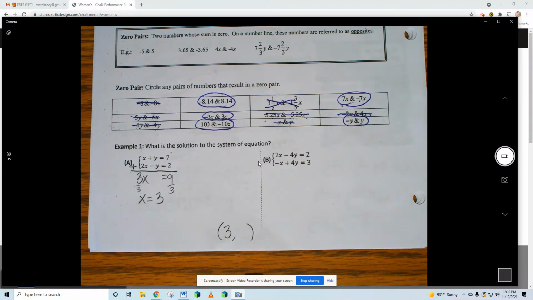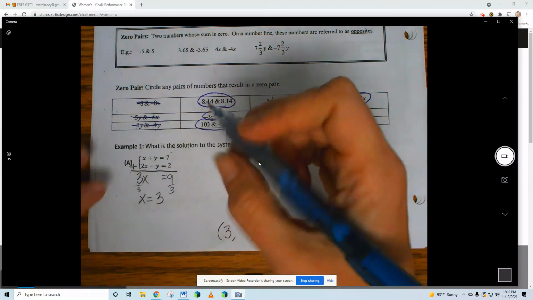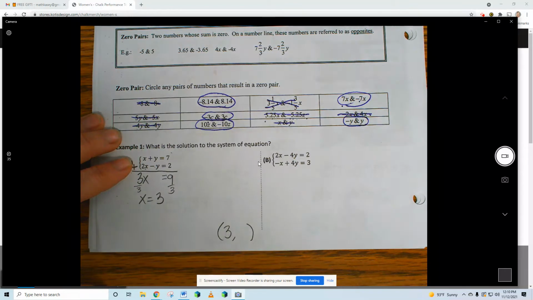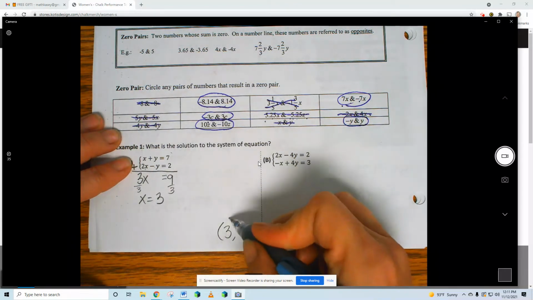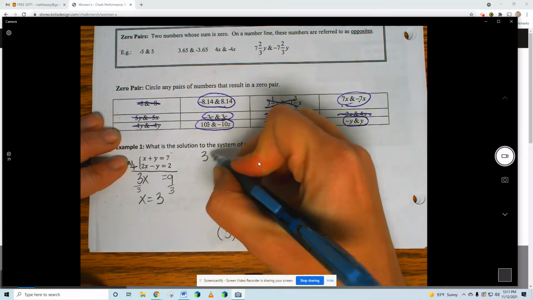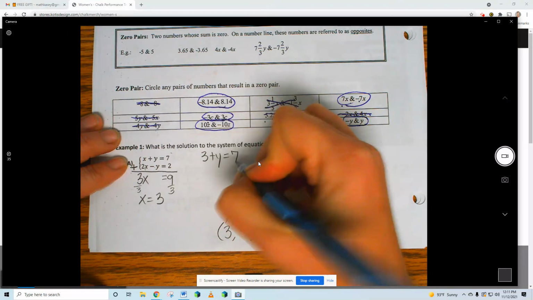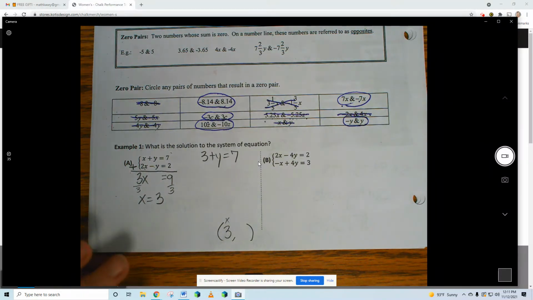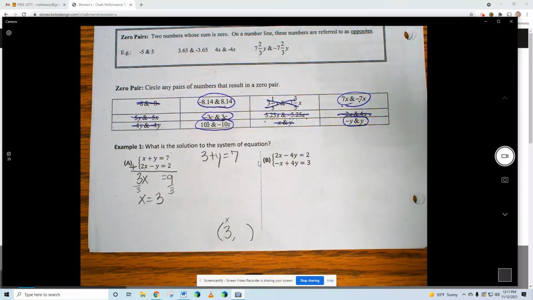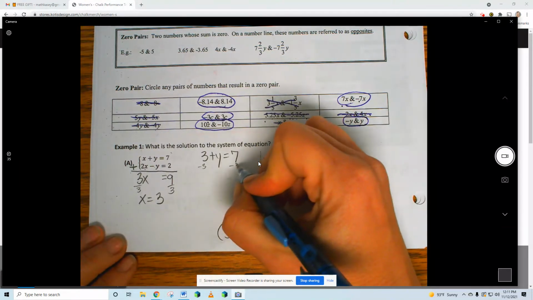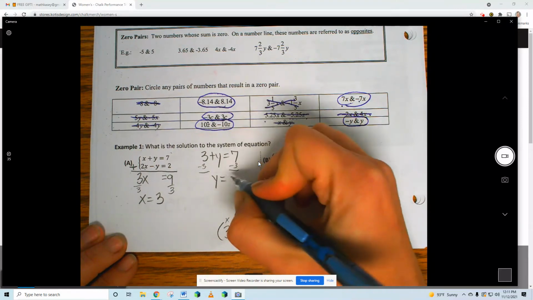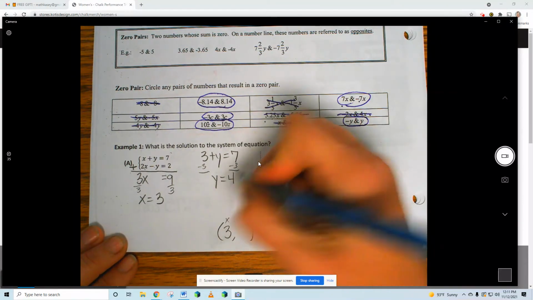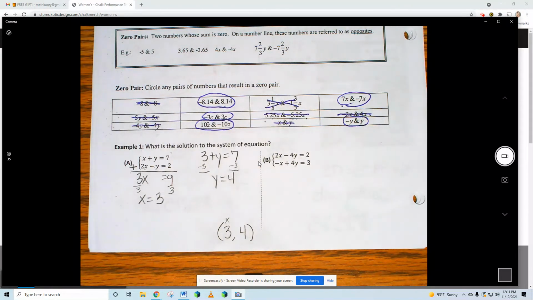So I'm going to do the top equation. X plus y equals 7. But I'm not going to put x. I'm going to put 3. 3 plus y equals 7. You completely take out the x and you put a 3 in its place. Solve for y. And what do you get? Y equals 4. 3, 4.